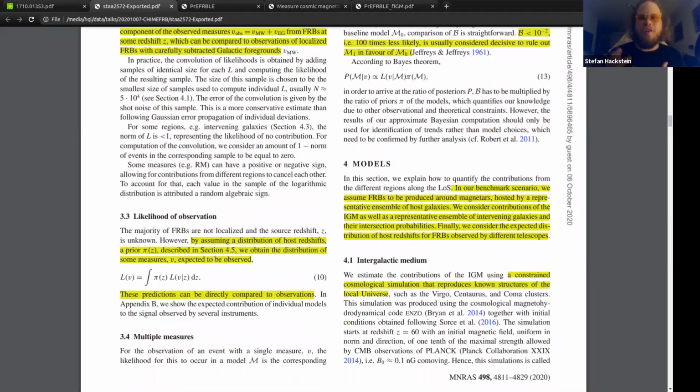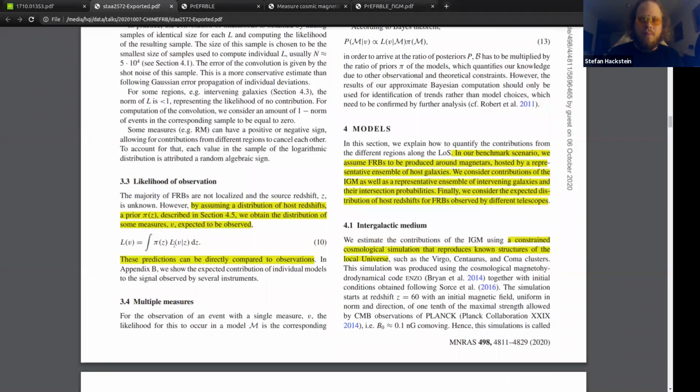Now, since we do not know the redshift for most fast radio bursts, we need to make realistic assumptions on the redshift distributions in order to predict the distribution of values that we expect to see at Earth. As I said, we use FRB Poppy to get realistic estimates of the fast radio burst redshift distribution, and together with the expected distribution of a particular measure at a given redshift, doing the redshift integral, we arrive at the prediction of what we actually expect to observe at a terrestrial telescope.